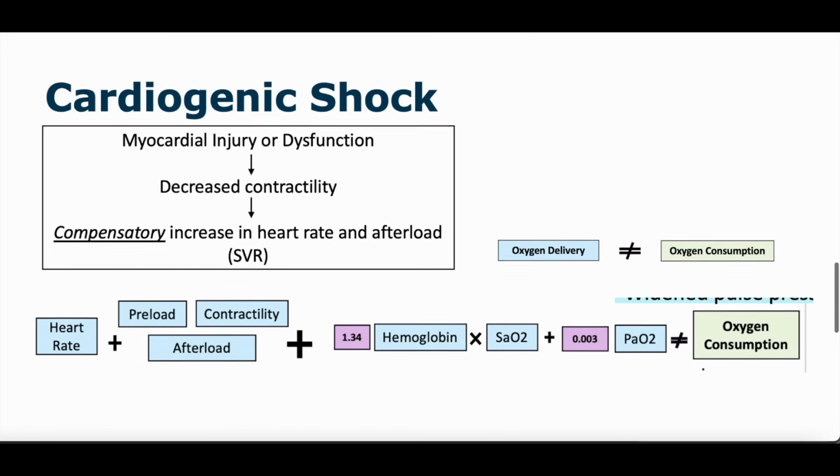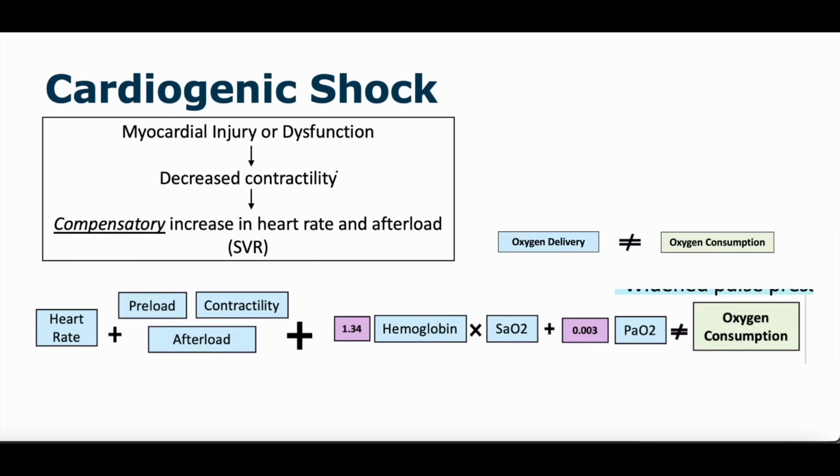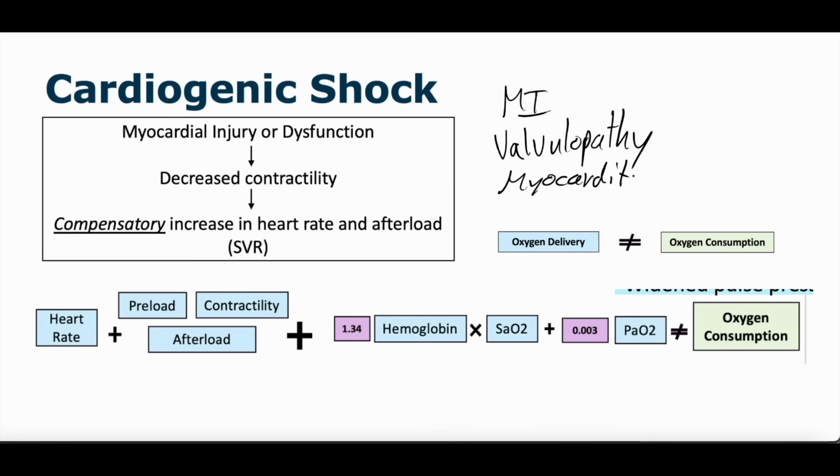Shock state number 3, cardiogenic shock. So cardiogenic shock is essentially the pump. The heart won't squeeze well enough. And this can be from a lot of different things, right? Maybe you had a heart attack or a myocardial infarction. Maybe you have severe valve disease, a really bad valvulopathy. I already said infarct. So anything that causes myocardial damage, maybe you have really bad myocarditis, right, or inflammation of the myocardium. Anything that causes that heart to not be able to pump effectively.